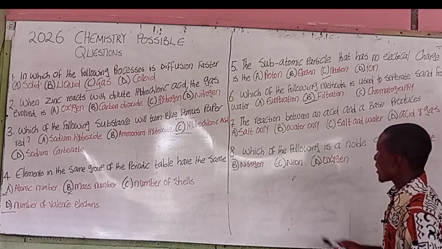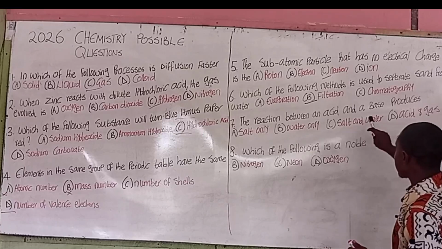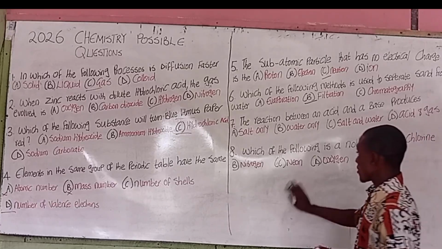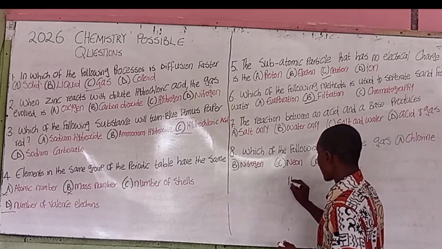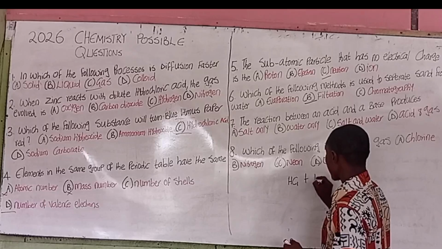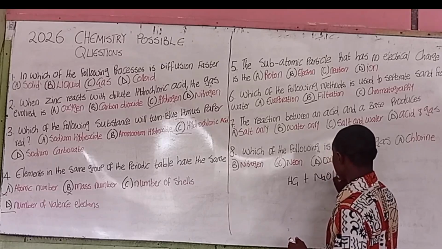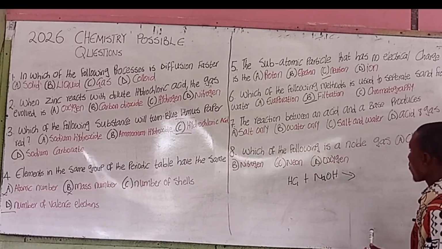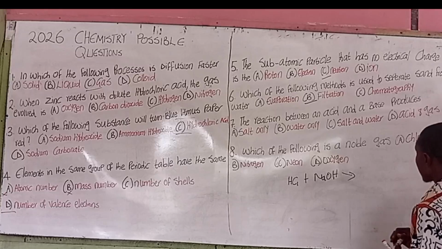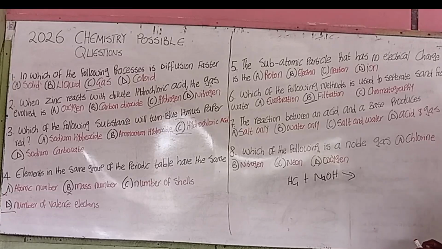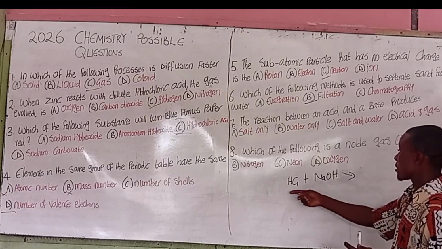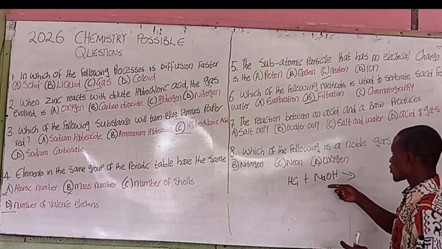We have question number 7. Question number 7 says, the reaction between an acid and a base produces what? So let's say this is an acid, hydrochloric acid, plus a base, sodium hydroxide. It is going to produce A, salt only, B, water only, C, salt and water, and D, acid and gas. So this is an acid and a base. This is a strong acid, and this is a base.